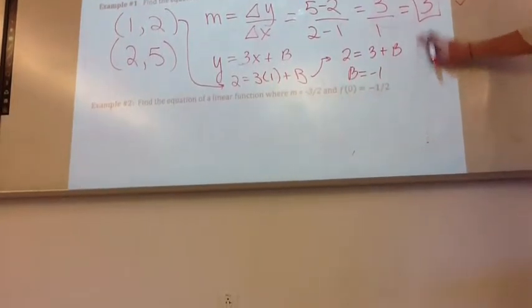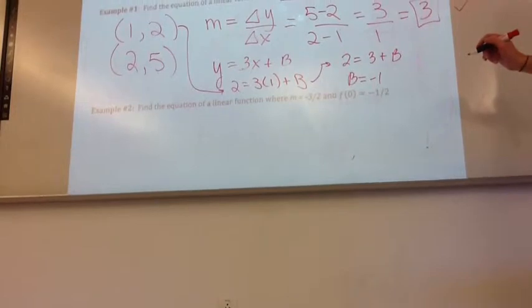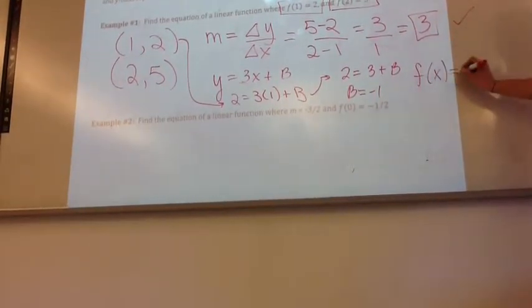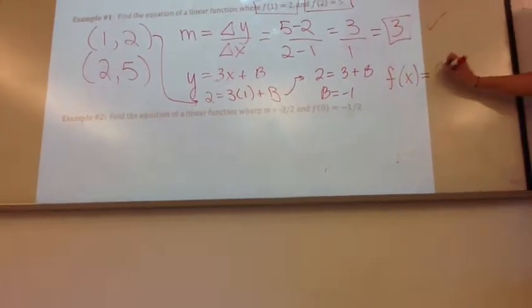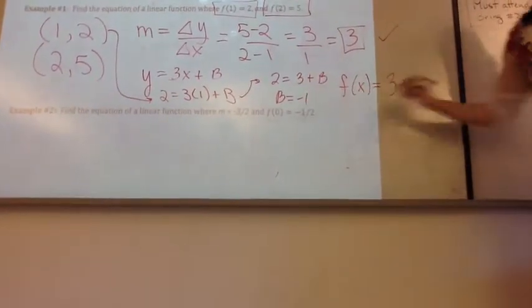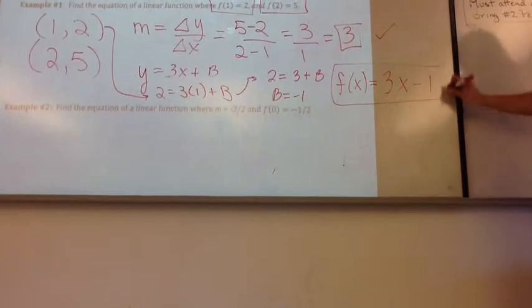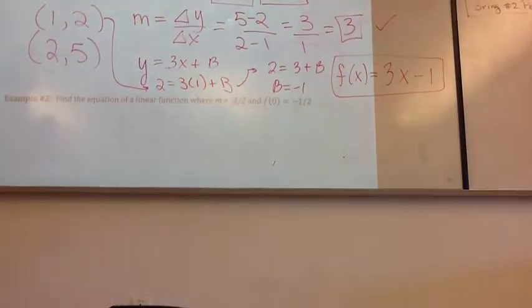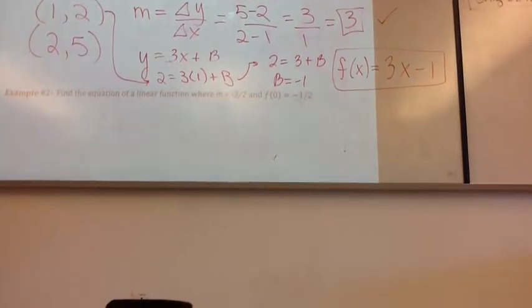Put it all together. I'm not going to use y anymore. I almost wrote it, right? I'm going to use f of x equals 3x minus 1. All right? I know we're moving quickly. You're going to get it.